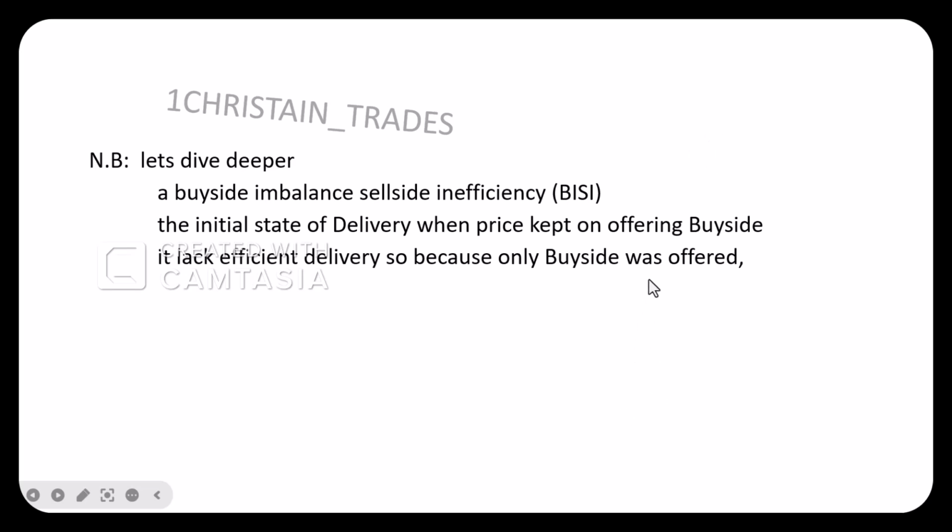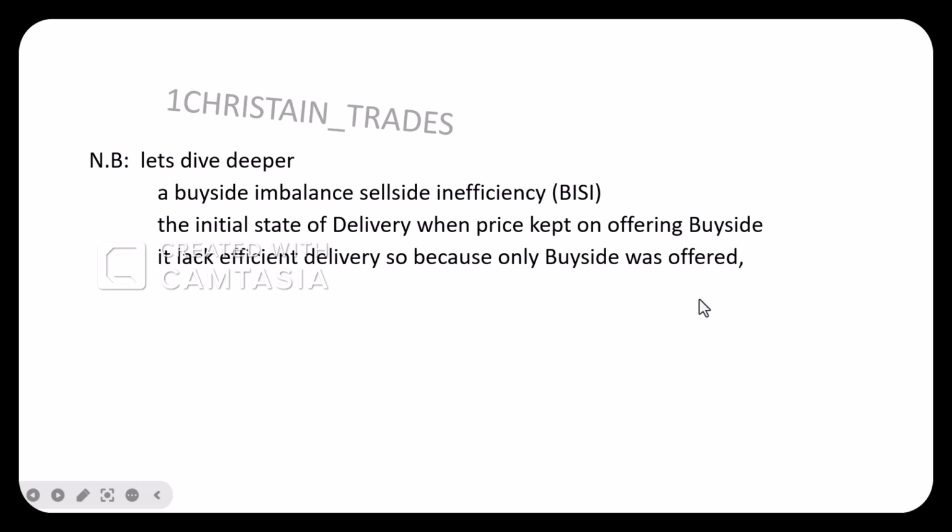So all those gaps in the market were lacking sell side delivery. That's why it's called buy side imbalance, sell side inefficiency. Sell side has not been delivered to it, so that place has not been balanced efficiently. That is why it's called a buy side imbalance, sell side inefficiency, because sell side has not been delivered to it efficiently.